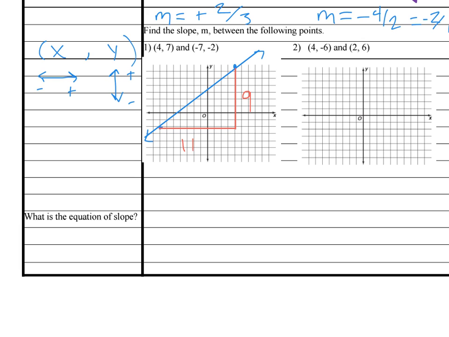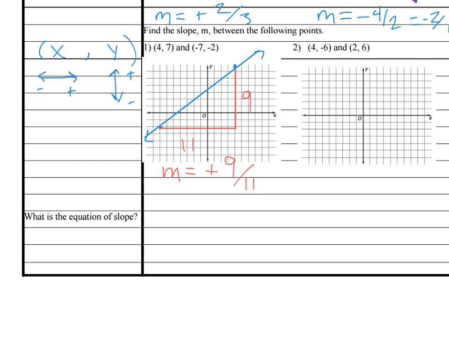But then we need to remember whether it's positive or negative. This slope is increasing when I go left to right, so this is a positive slope. So our slope, m, equals positive, the change in y, the number that was up and down, which is 9, over the number that was left and right, which is 11. So our slope is positive 9 over 11.